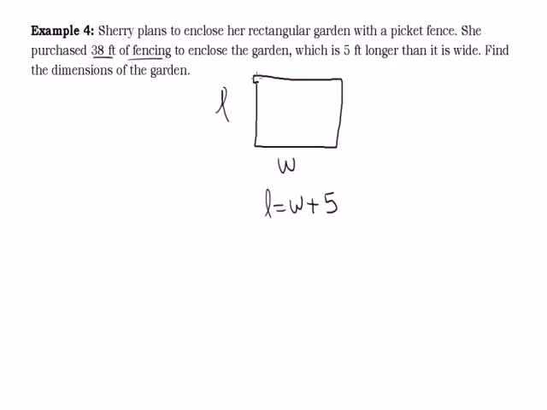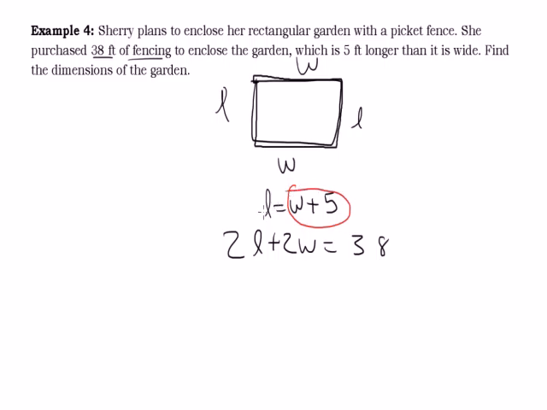Now the fencing is going to go all the way around the outside. If I look at this picture, it looks like it's got 2 L's and 2 W's. So the total length of the outside here is 2L plus 2W. That's the perimeter, the formula for the perimeter, equals 38 feet. Again, you may notice I already have this equation solved for L. So since it's already in that format, I'm going to substitute L into the second equation and use substitution to solve this. I'll have 2 times W plus 5 plus 2W equals 38.